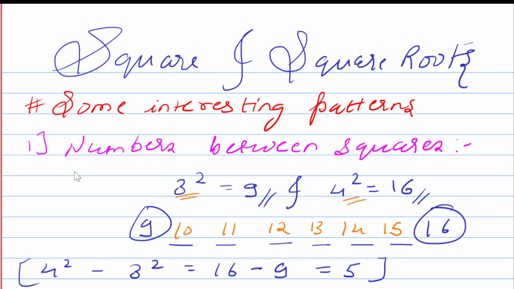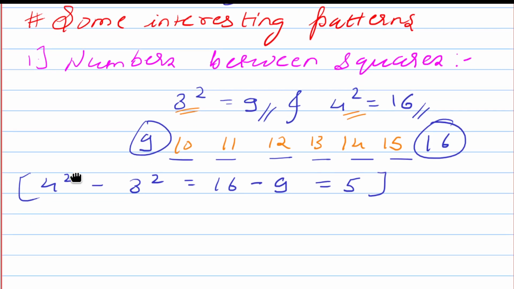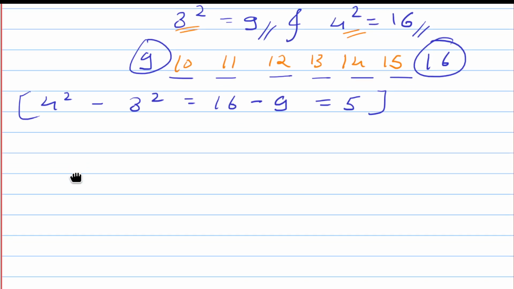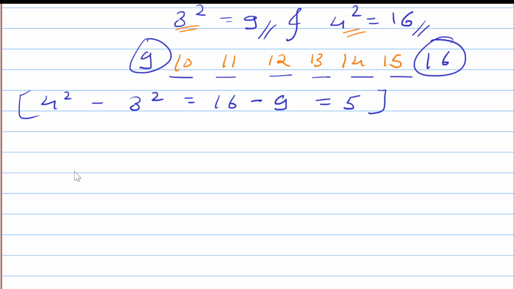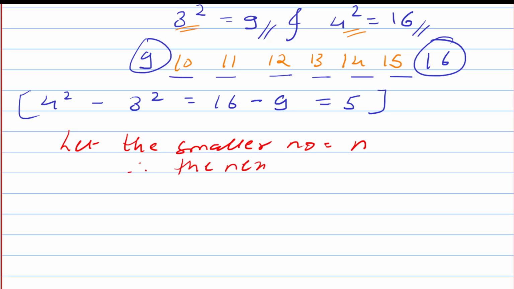So there is one foolproof, very easy trick. Regardless of how big the number is, we will easily be able to find out how many numbers are there between the squares of two consecutive numbers. So I'm going to say, let the smaller number be n, and the next consecutive number will be n plus 1.